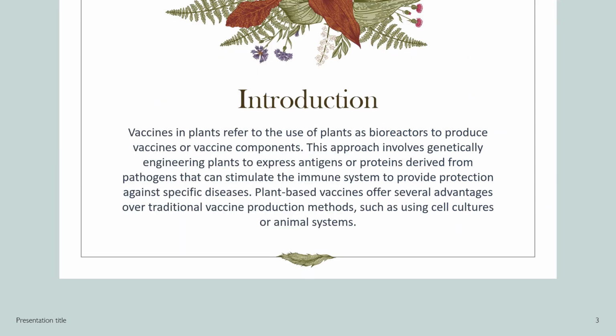So plant-based vaccines refer to the use of plants as bioreactors to produce vaccines or vaccine components. This would involve taking genetically engineered plants to express specific antigens derived from pathogens to stimulate the immune system to provide protection against specific diseases. Plant-based vaccines offer several advantages over traditional vaccine production methods that I will be highlighting in the next couple of slides.